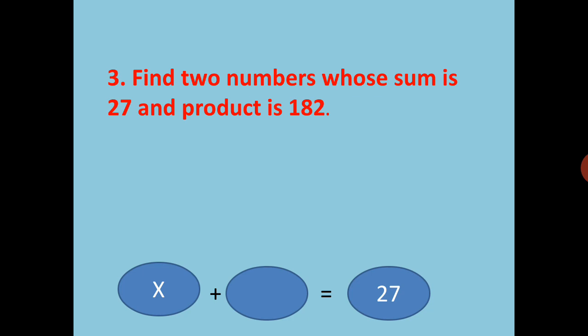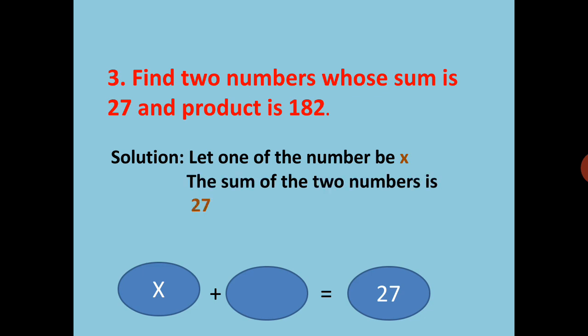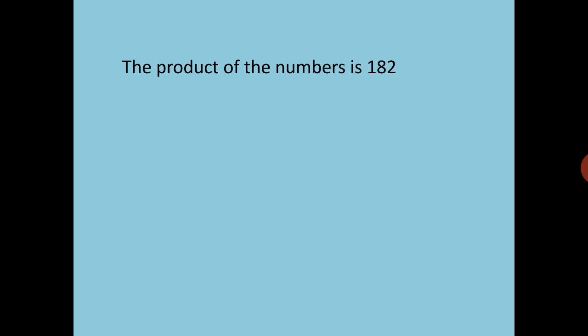So x will be taken on the other side and our second number will be 27 minus x. So let's begin. The solution is, let one of the numbers be x. The sum of the two numbers is 27. Hence, the other number will be 27 minus x. Now children, we have two numbers x and 27 minus x, but the product is 182. So we can write it this way: x multiplied by 27 minus x equal to 182.